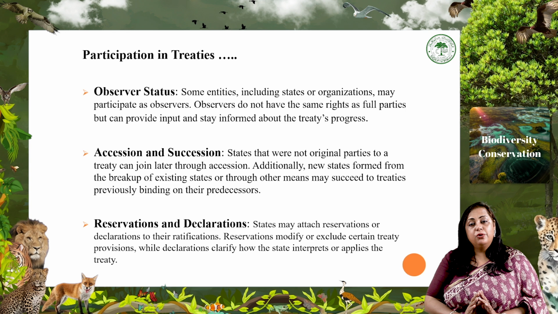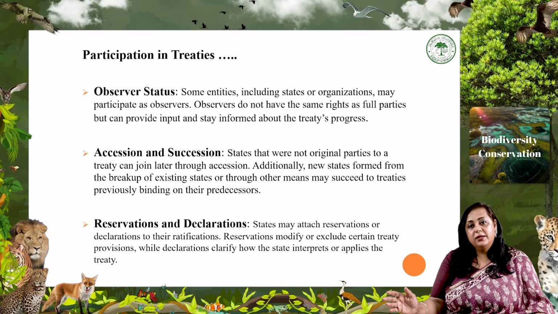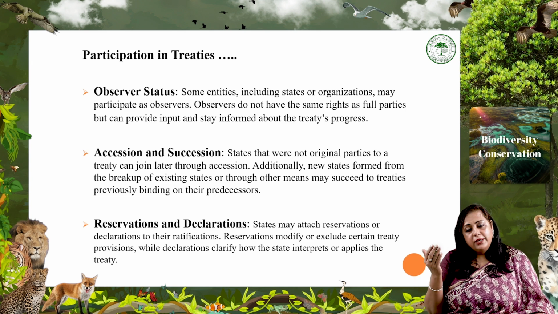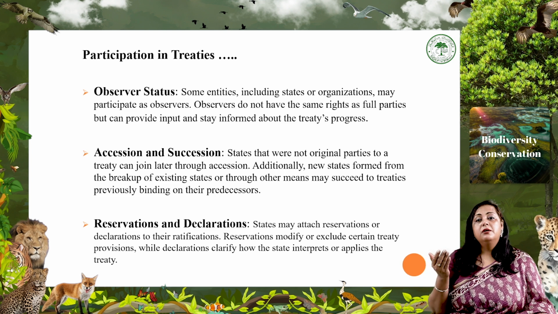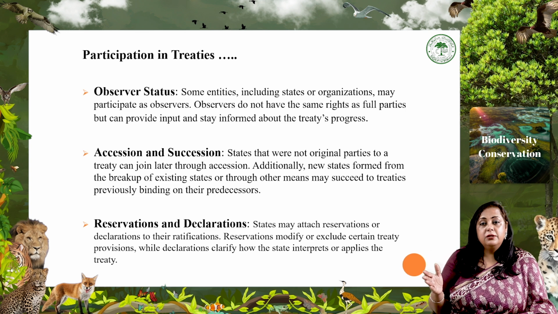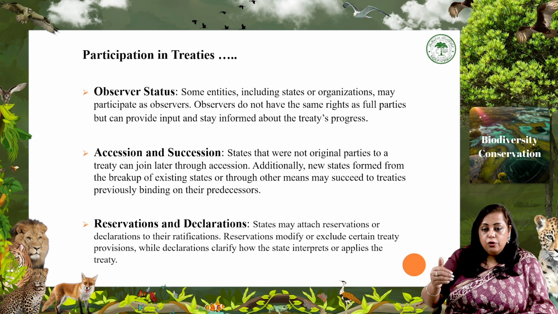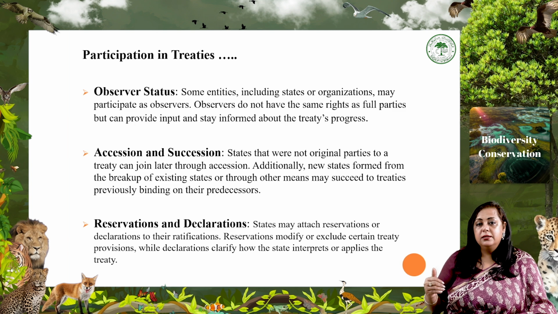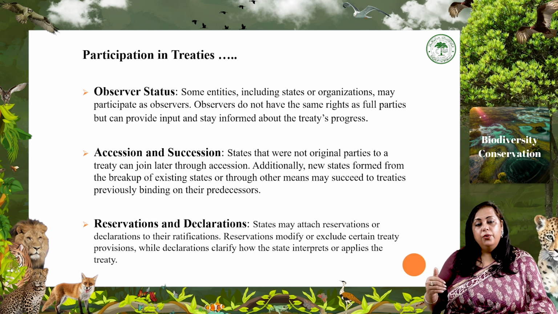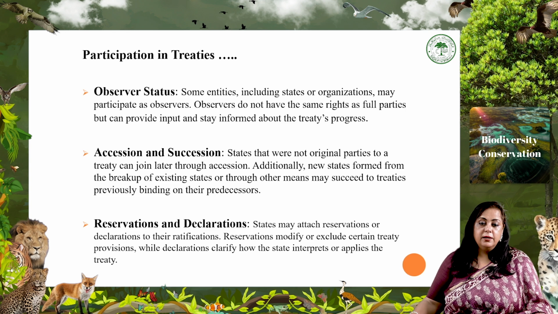So Czechoslovakia was one country. It was divided into the Czech Republic and Slovakia. Suppose Czechoslovakia signed some convention. Now it has been divided into two countries. So the new states formed from the breakup of existing states or through other means may succeed to treaties provisionally binding on the predecessors. Okay, that is the example of Czechoslovakia.